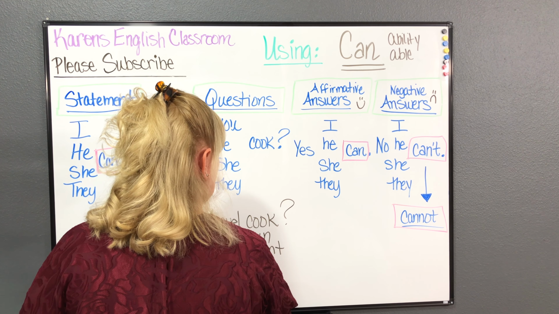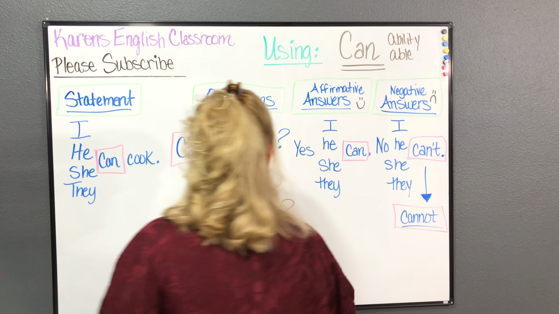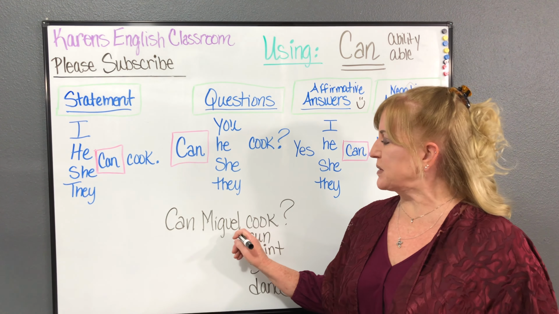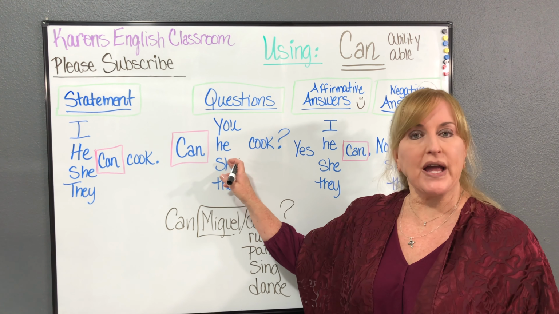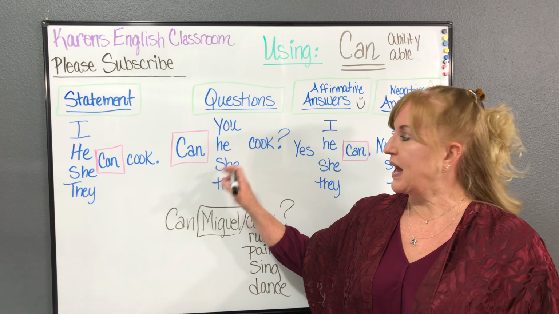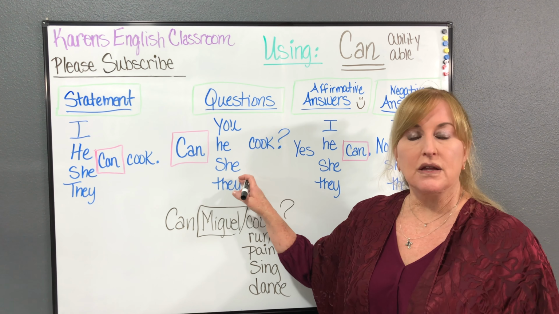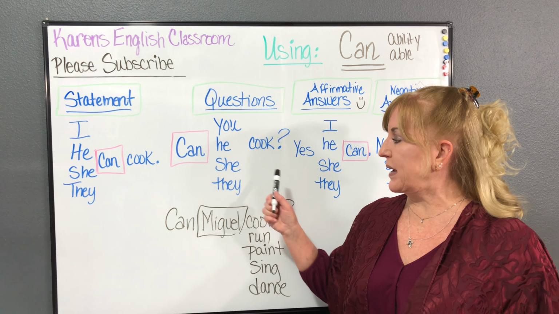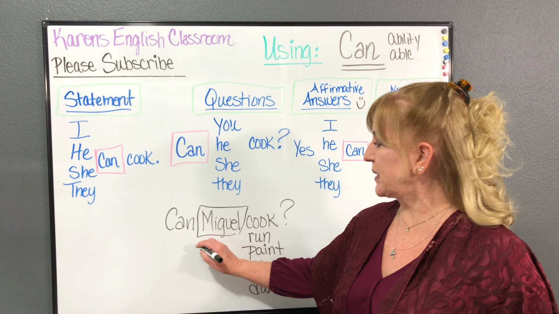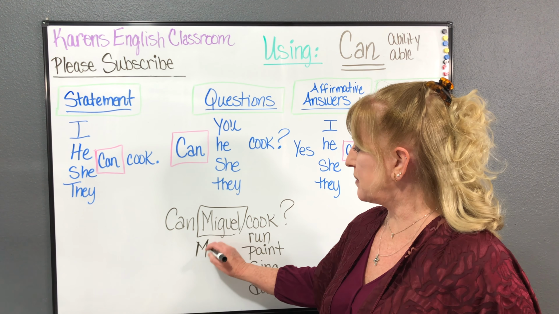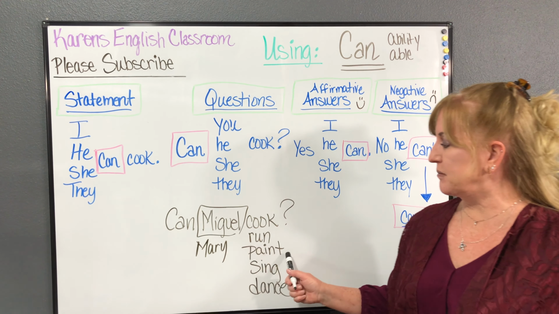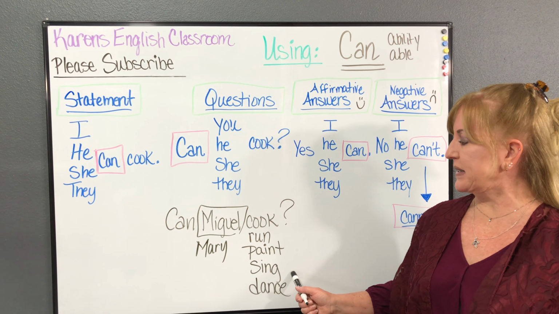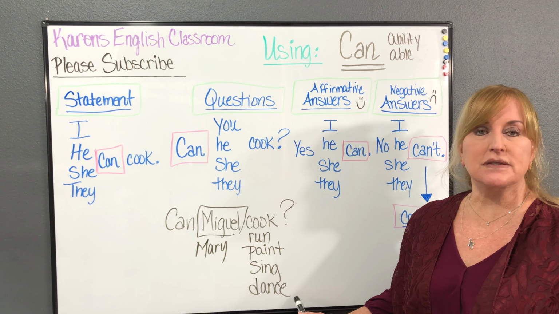Can Miguel dance? Okay, so these are all verbs, but now I'm using the name of a person instead of he. And that's fine. That's okay. You can do that. And you can do the same with she. All right? Can Mary cook? If I want to use a lady. Can Mary cook? Can Mary run? Can Mary paint? Can Mary sing? Can Mary dance? That's fine.